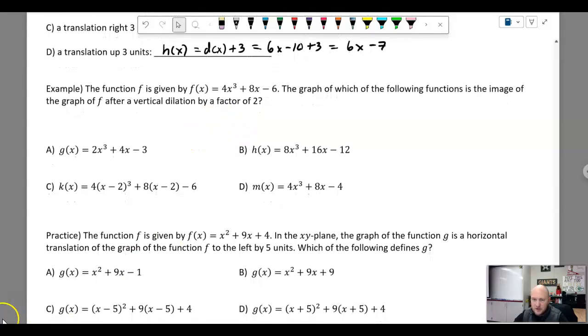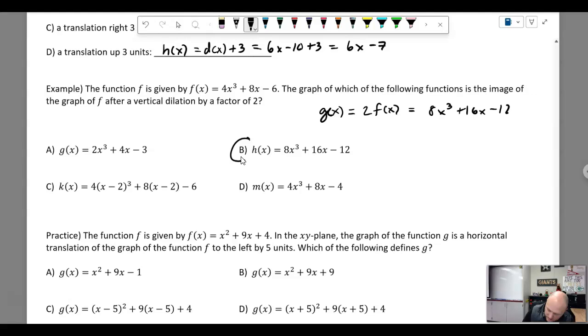All right, example, the function f is given by f of x equals 4x cubed plus 8x minus 6. Which of the following functions is the image of f after a vertical dilation by a factor of 2? Remember, vertical dilation by a factor of 2 just multiplies it here. So we would expect to see our function multiplied by 2, which would give us 8x cubed plus 16x minus 12. So I got B. That's vertical dilation, multiplying all our values by 2.